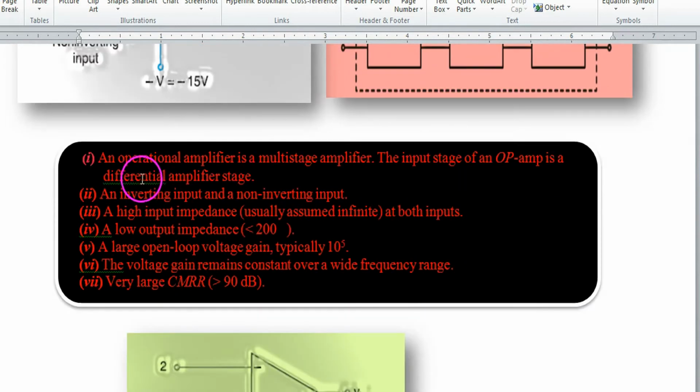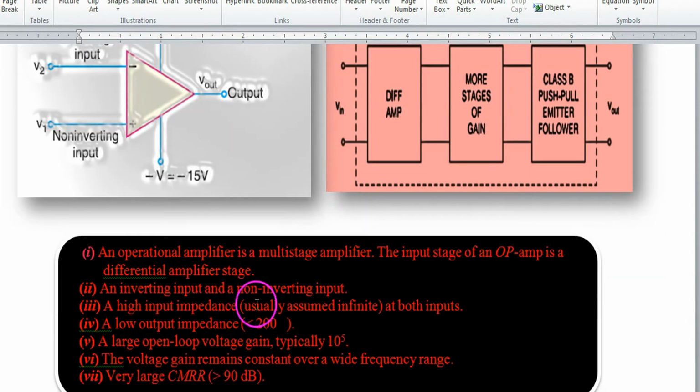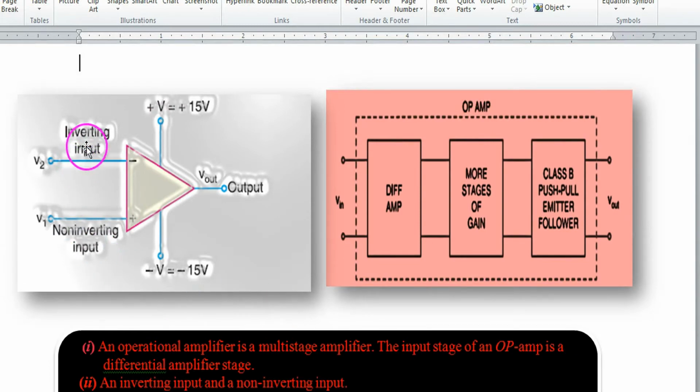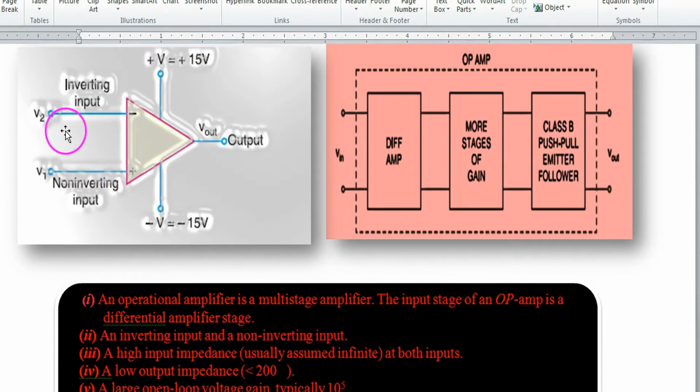There are some important points. An operational amplifier is a multi-stage amplifier. The input stage of an op amp is a differential amplifier stage. So the input of the op amp is a differential amplifier, like shown here, with an inverting input and a non-inverting input. There are 2 inputs. One is inverting, the second is non-inverting. The inverting is assigned by a minus sign, the non-inverting by a plus sign.